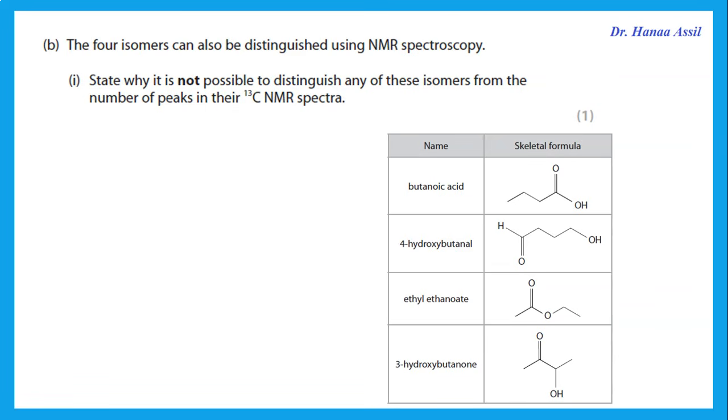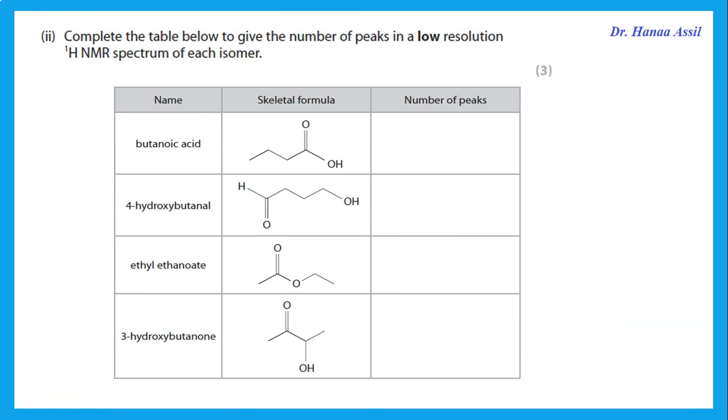The 4 isomers can also be distinguished using NMR spectroscopy. State why it is not possible to distinguish any of these isomers from the number of peaks in their carbon-13 NMR. So I cannot distinguish them using carbon-13 NMR. Why? Well, if you look at each of them, all of them have 4 different carbon environments, so all of them would give 4 peaks in the carbon-13 NMR. So I cannot use that to distinguish between them.